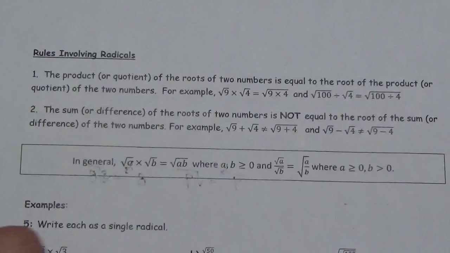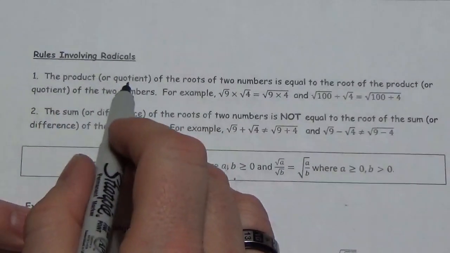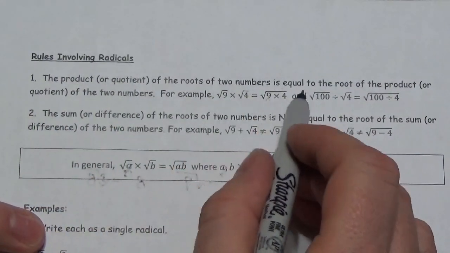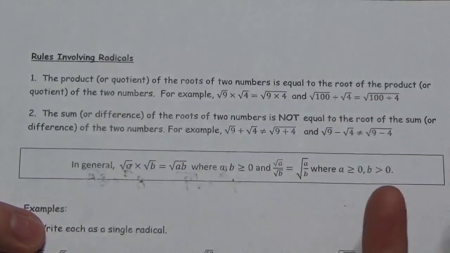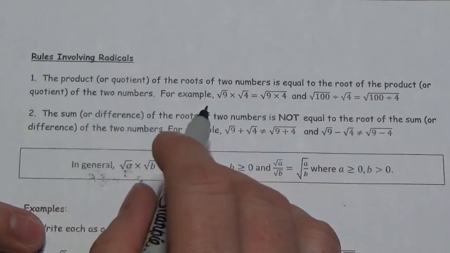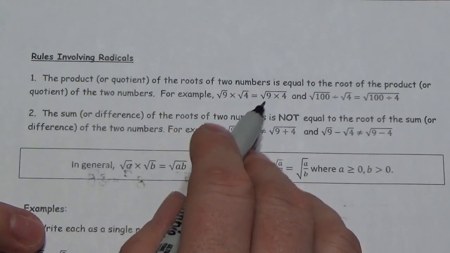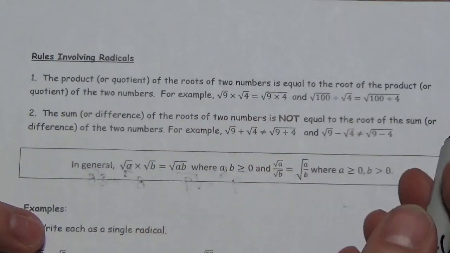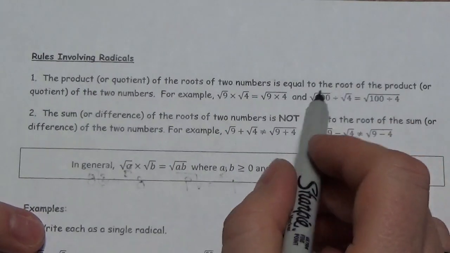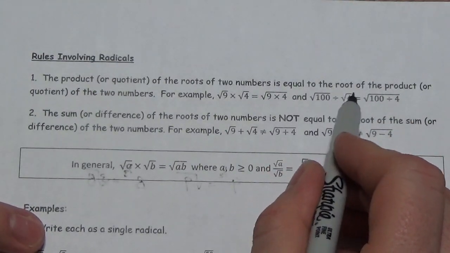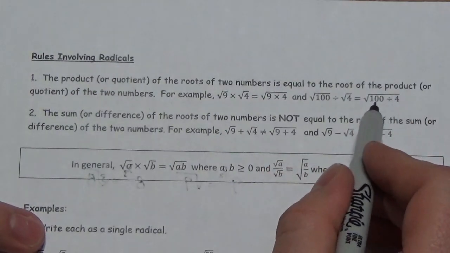So now here's just a quick summary of what we were just looking at here. The product or quotient of the roots of two numbers is equal to the root of the product or the quotient of the two numbers. So just like we had there, root 9 multiplied by root 4 is equal to the square root of 9 times 4. Just like the square root of 100 divided by the square root of 4 is equal to the square root of 100 divided by 4.